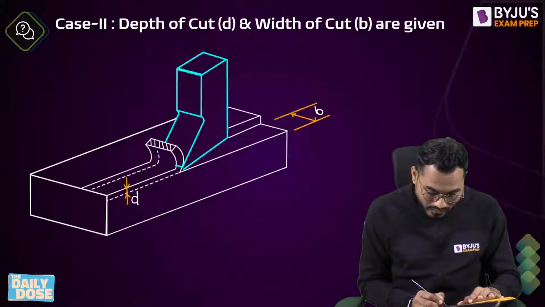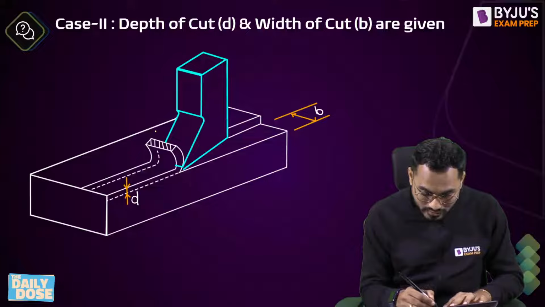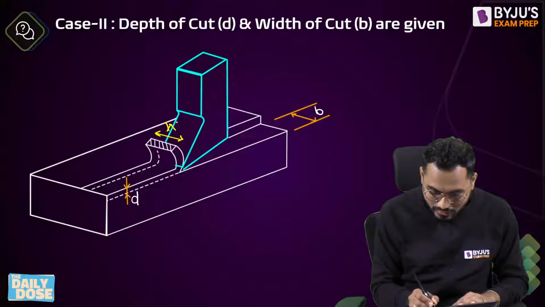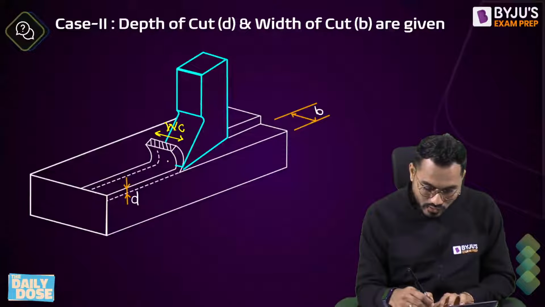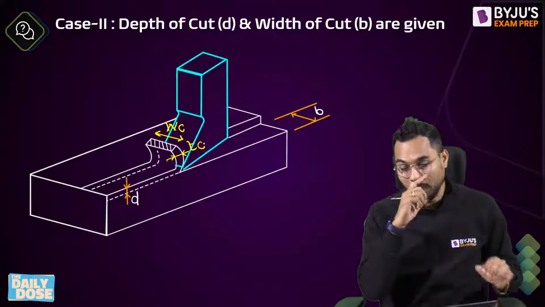So you tell me, can I say that as far as this chip is concerned, this dimension will be exactly equal to the width of the chip? And can I say this dimension will be exactly equal to the thickness of the chip?